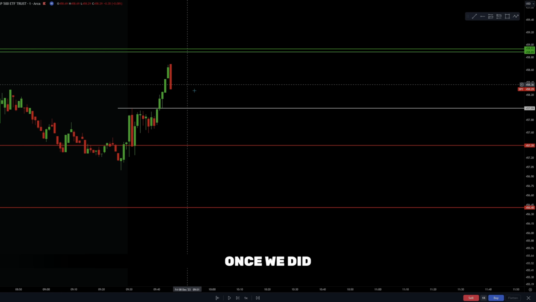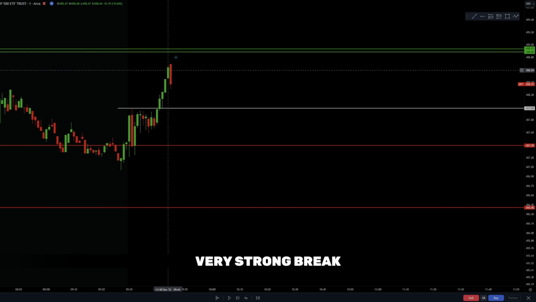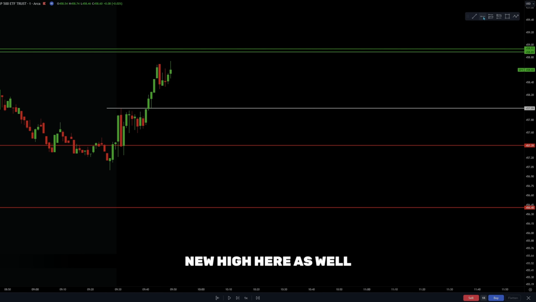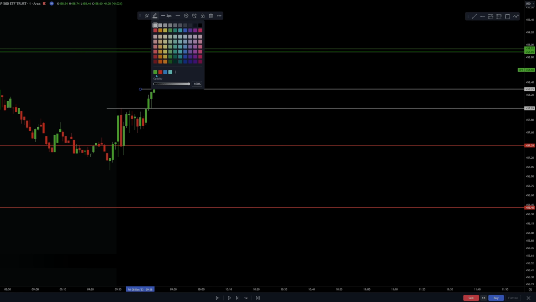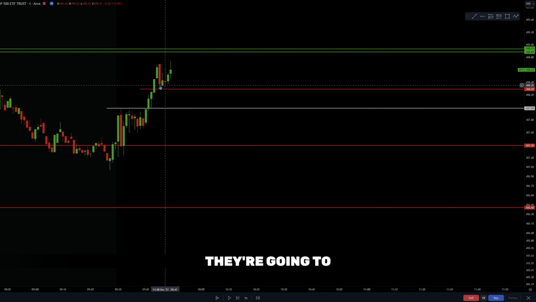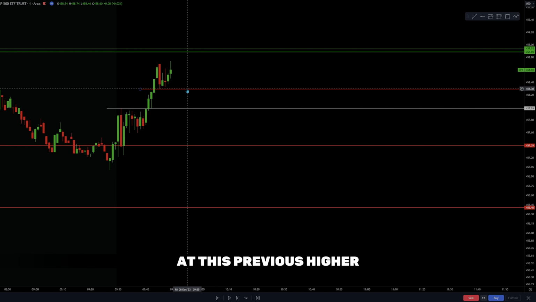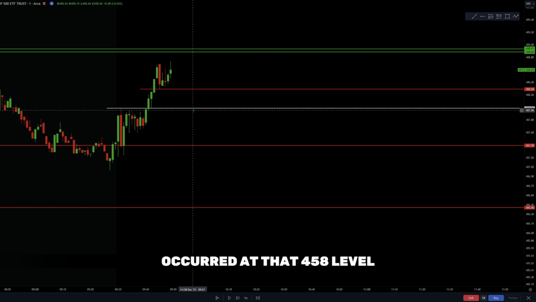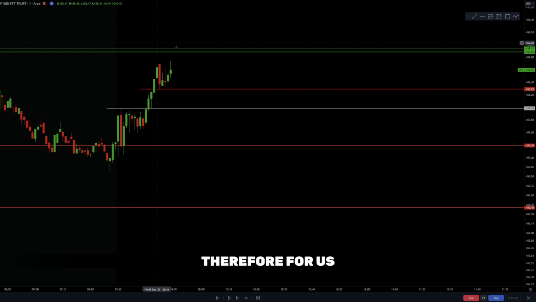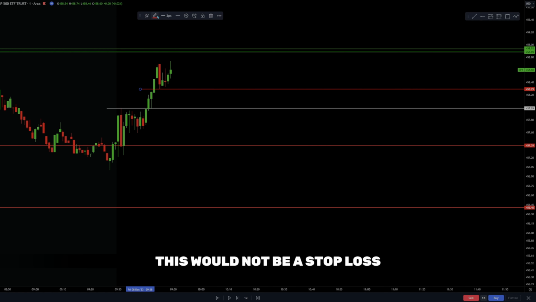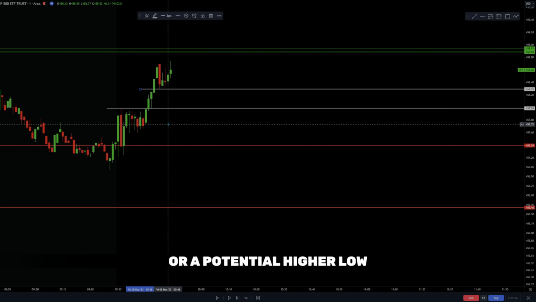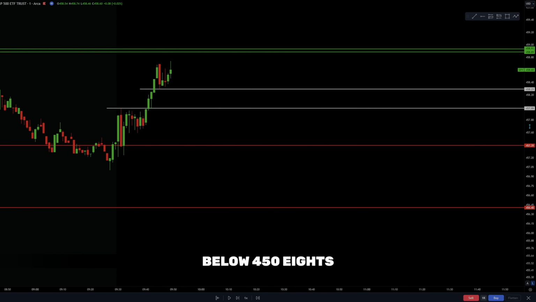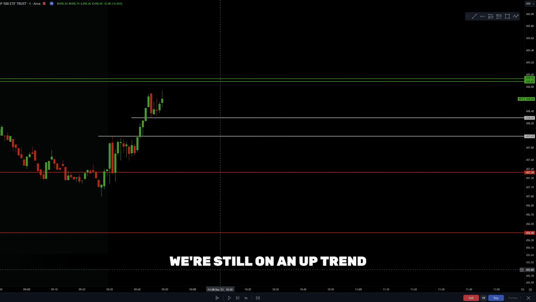And notice how once we did get that break, that was a very, very strong break to the upside with an impulsive move. Now we see that we created a new high here as well, and we created this higher low. Now, for most traders, they're going to put their stop loss at this previous higher low. However, we understand the break of structure occurred at that 458 level. Therefore, for us, this would not be a stop loss because this is just a higher low so far or a potential higher low. The real break of structure to the downside would occur if we come back below 458. Therefore, so far, we're still on an uptrend.